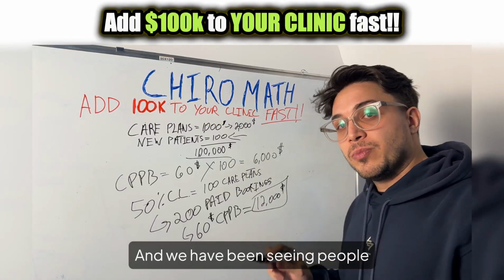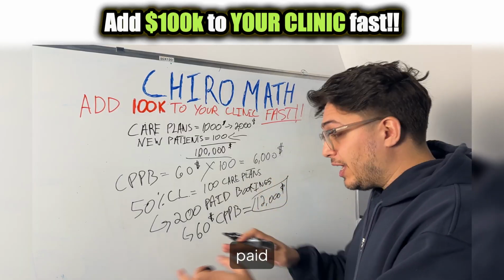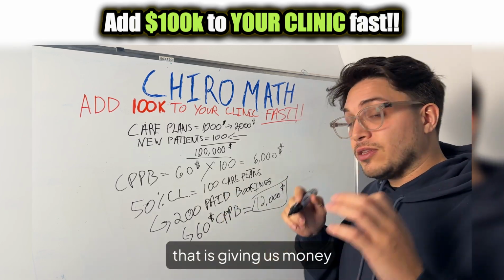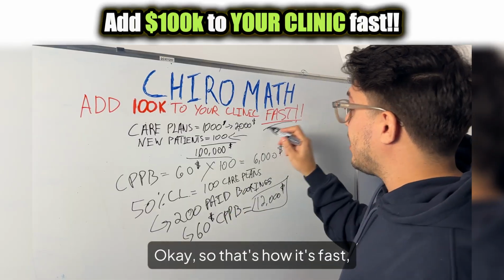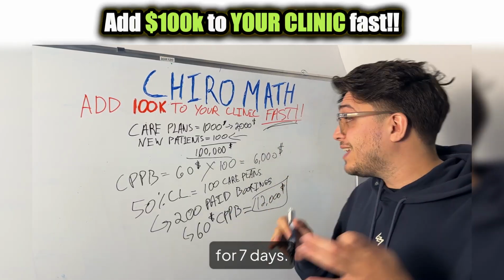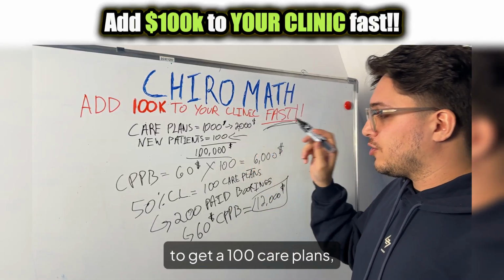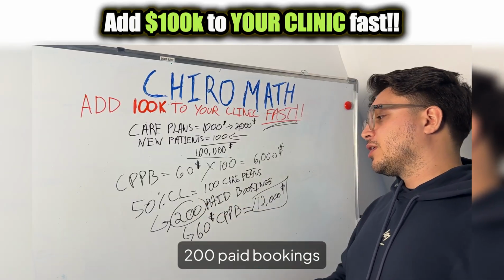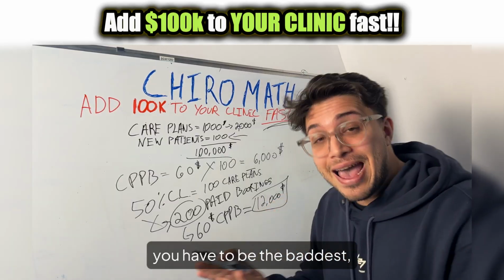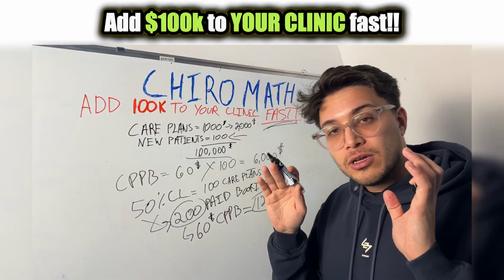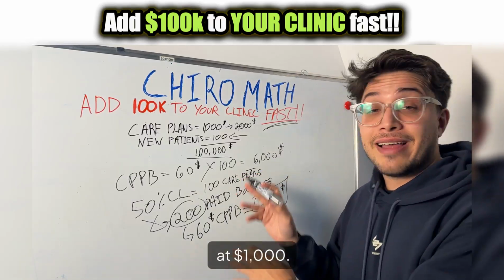We have been seeing people get their first paid patient, paid lead, that's going to come in, giving us money over the phone in as little as 7 days. So that's how it's fast, because in 7 days you're getting the first one, and then you can be on your way to getting 100 care plans, which really means 200 paid bookings if your close rate is 50%. So you have to be the baddest, the worst chiro, closing 5 out of 10 on a care plan at $1,000.